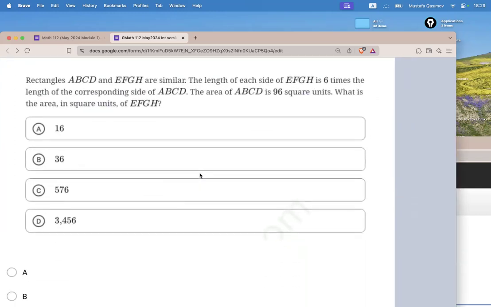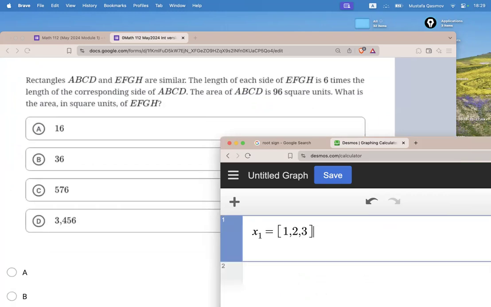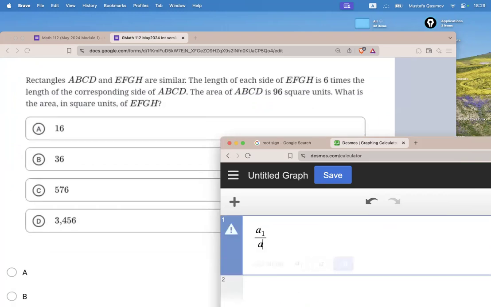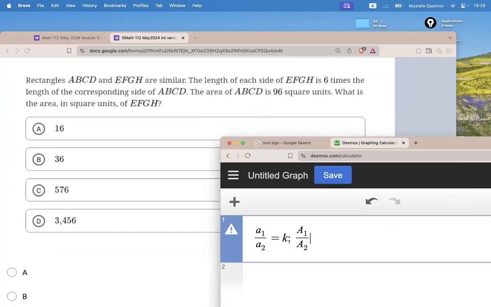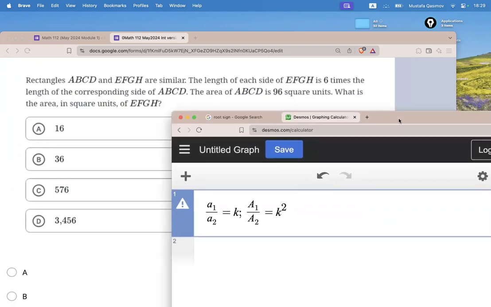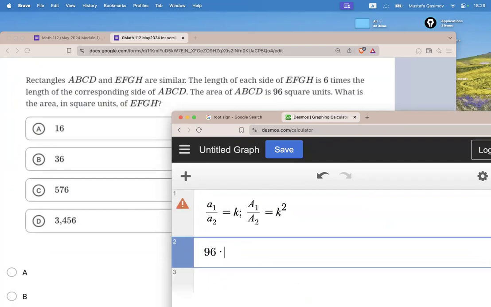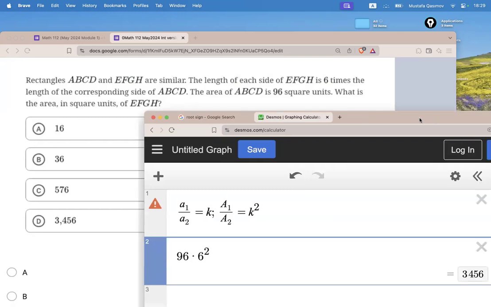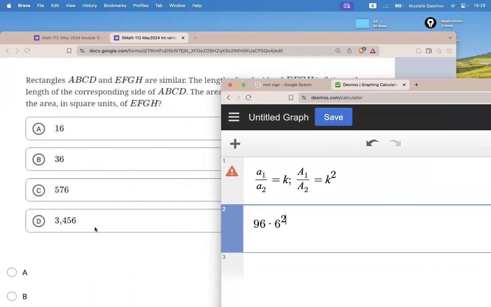This question, for every similar figures, if the ratio of sides is equal to k, then the ratio of areas is equal to k squared. Also, we can add here diagonal, we can add here perimeter. Now let's look. The length of each side of EFGH is 6 times that of ABCD. So if ABCD is 96, we have to multiply it by 6 squared. And the answer will be D, 3,456.